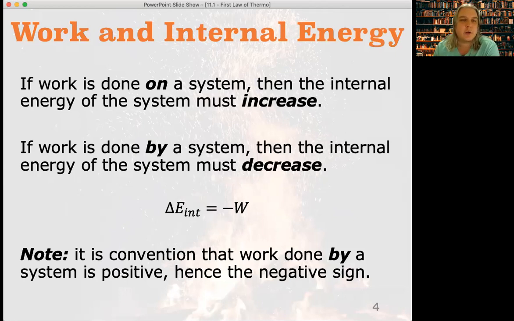We call that negative work, and if we have work being done by the system, work energy from the system, then the internal energy of the system must decrease. So that makes perfect sense, but as I said, we have this convention of doing the signs the other way around. So the work done on a system is negative, the work done by a system is positive, but because work done by a system, which we've said is positive, decreases the internal energy, our relationship is actually the change in internal energy is negative of the work.